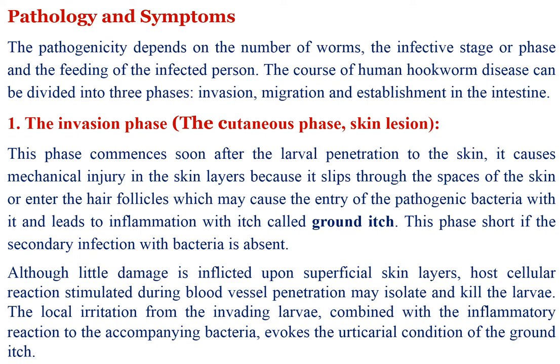Although little damage is inflicted upon superficial skin layers, the host cellular reaction stimulated during blood vessel penetration may isolate and kill the larvae. The local irritation from the invading larvae combined with the inflammatory reaction to the accompanying bacteria evokes the urticarial condition of the ground itch.